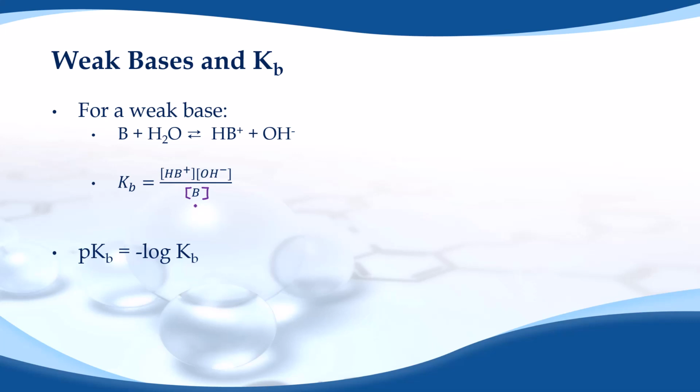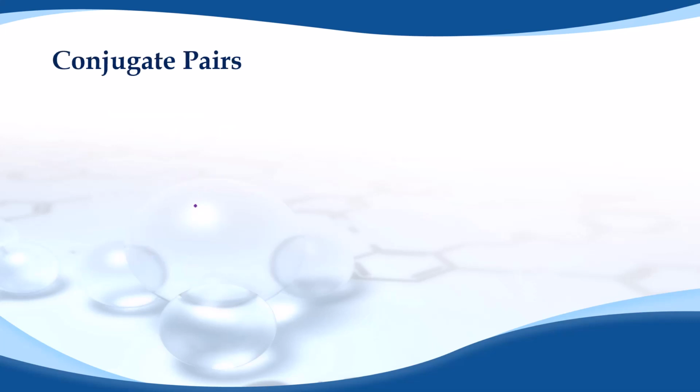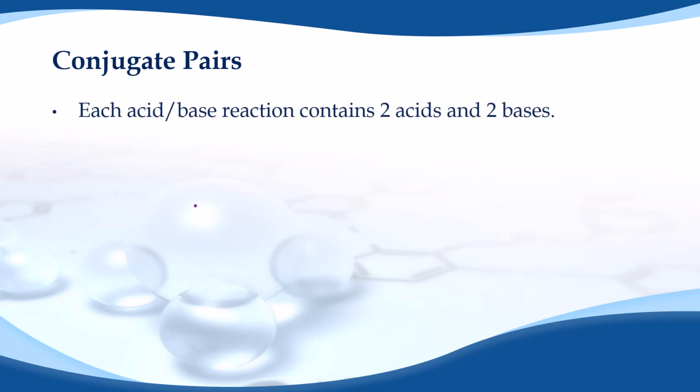But that's not the key thing to take away from this video, because we've done tons of equilibrium math by this point. The key thing to take away from this video is what are called conjugate pairs. Whenever you have an acid react with a base, that reaction actually contains 2 acids and 2 bases. So let's talk about reacting acetic acid with water.